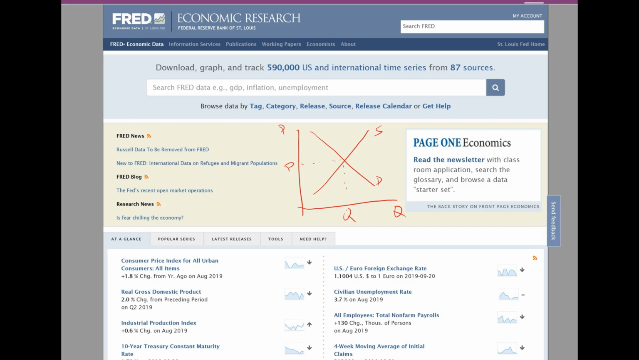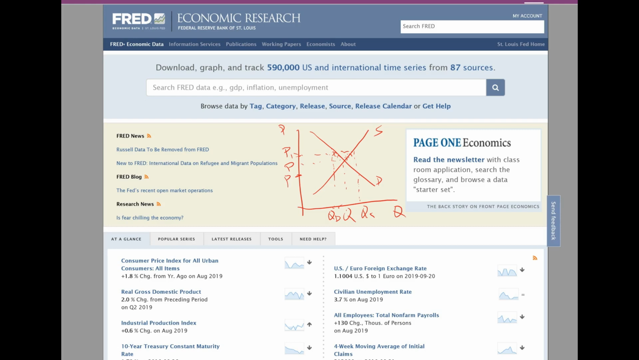And when you change price, let's say P1, you move along the demand curve this way. So that's going to be the new quantity demanded. And you move along the supply curve this way, and this is going to be our new quantity supplied. And if price is above equilibrium, as you see right here, this is going to cause a surplus. And if price is below equilibrium, it's going to cause a shortage.